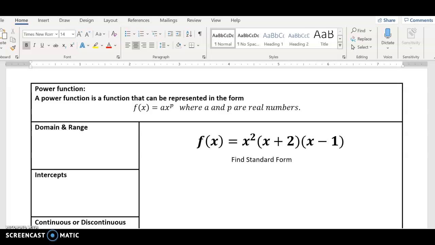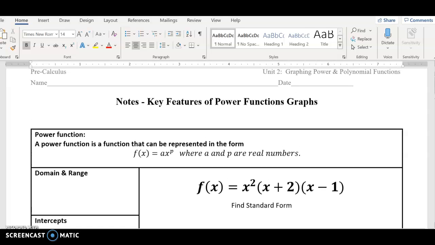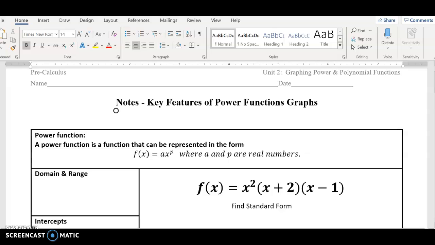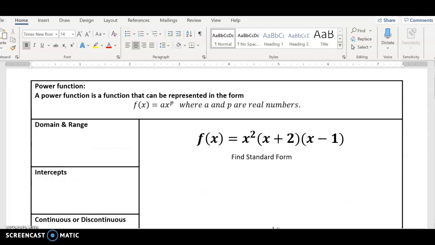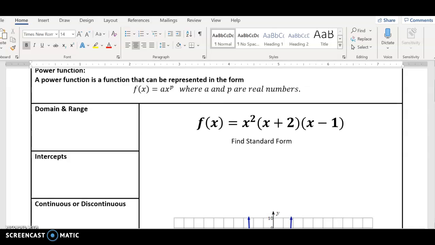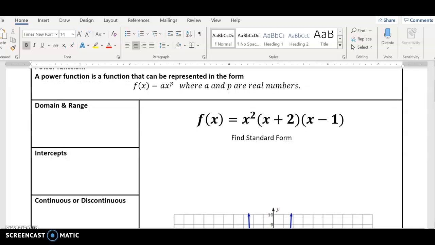Hi students, I think I'll do this worksheet in two separate videos. I think it will be too long to do it in one. So let's do example 1 and then I'll do example 2 later.